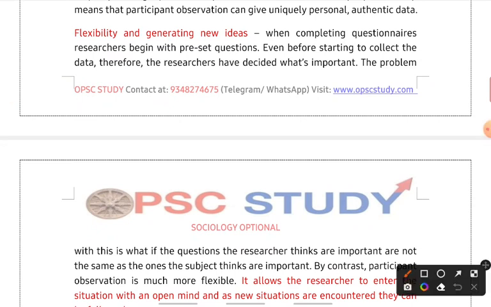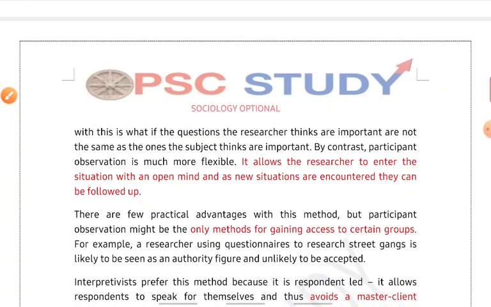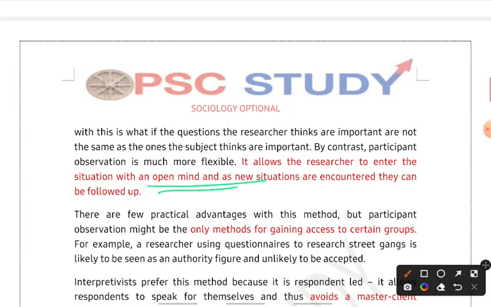Then flexibility and generating new ideas. It will generate new ideas, right? How? It allows researchers to enter a situation open-minded. As new settings are encountered, they can be followed up. If you are going with a question, you go there and you see a whole different situation. Let's again take the example of that tribe. He is trying to study that tribe, but when he goes over there, he sees that there is a whole lot of famine going on.